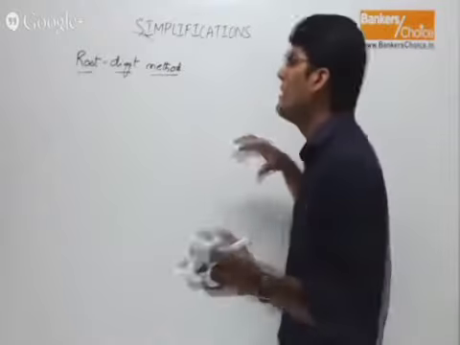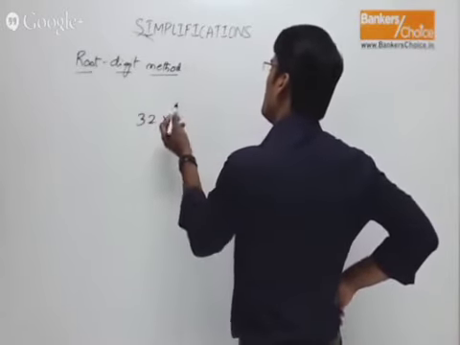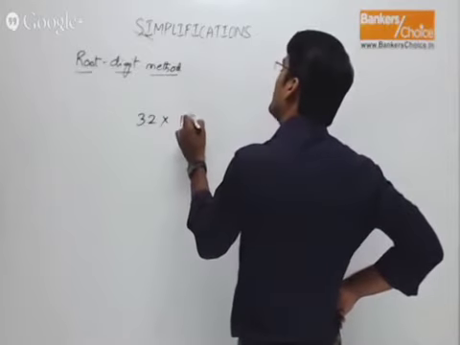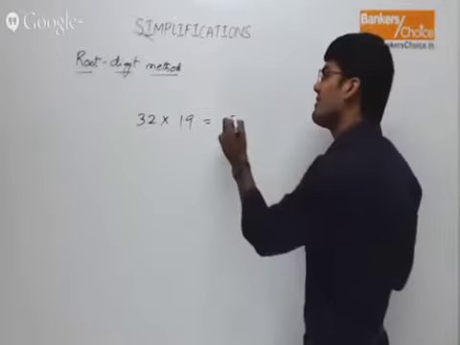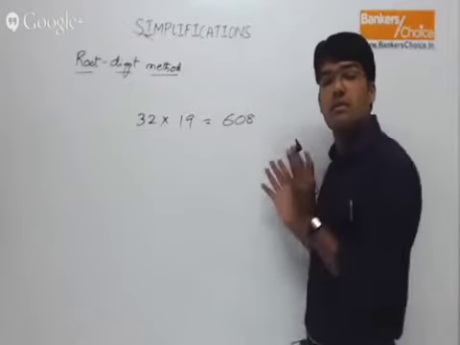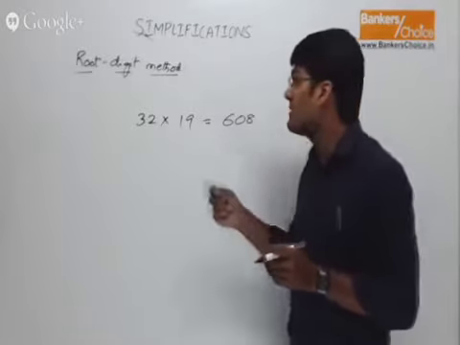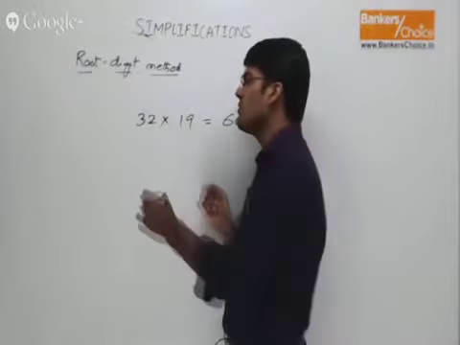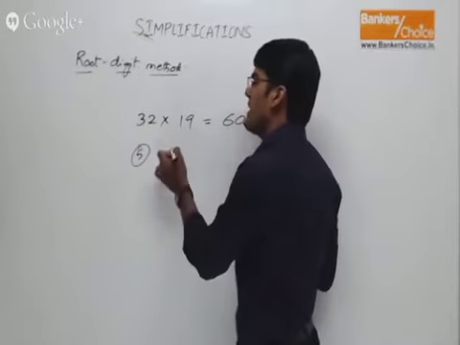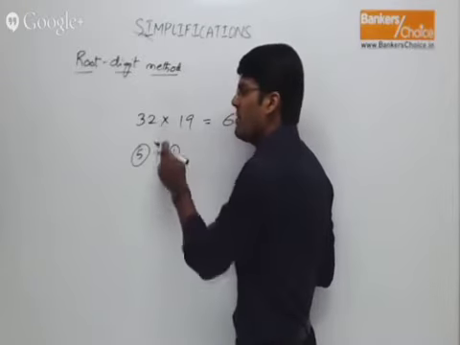I'd like to explain to you about multiplication. For example, let's say 32 into what? 32 into 19, let's say, equals to what? What is 32 into 19? 640 minus 32. That is equal to 608. Multiplication. Root digit has to balance. Yes or no? Root digit has to balance here. So 32 into 19 equals to 608. Let's check. What is the root digit of 32? 5. What is the root digit of 19? 1. 5 into, again, remember, same operation has to be taken. 5 into 1.